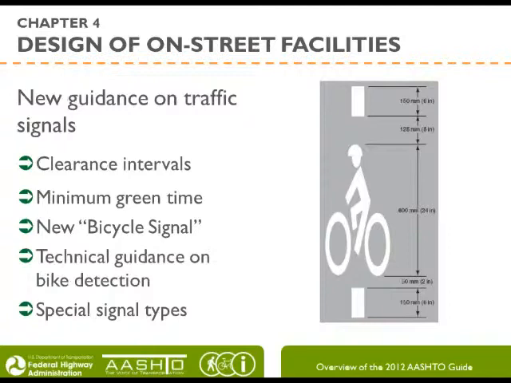Okay, Chapter 4, still on the design of on-street facilities. A lot of new guidance on traffic signals, as Jennifer mentioned. Clearance intervals, minimum green time. There's 4 different formulas and charts that allow you to calculate those times. We already mentioned the new bicycle signal and different signal types, and then also the technical guidance on bike detection. And again, this is all found in Chapter 4.